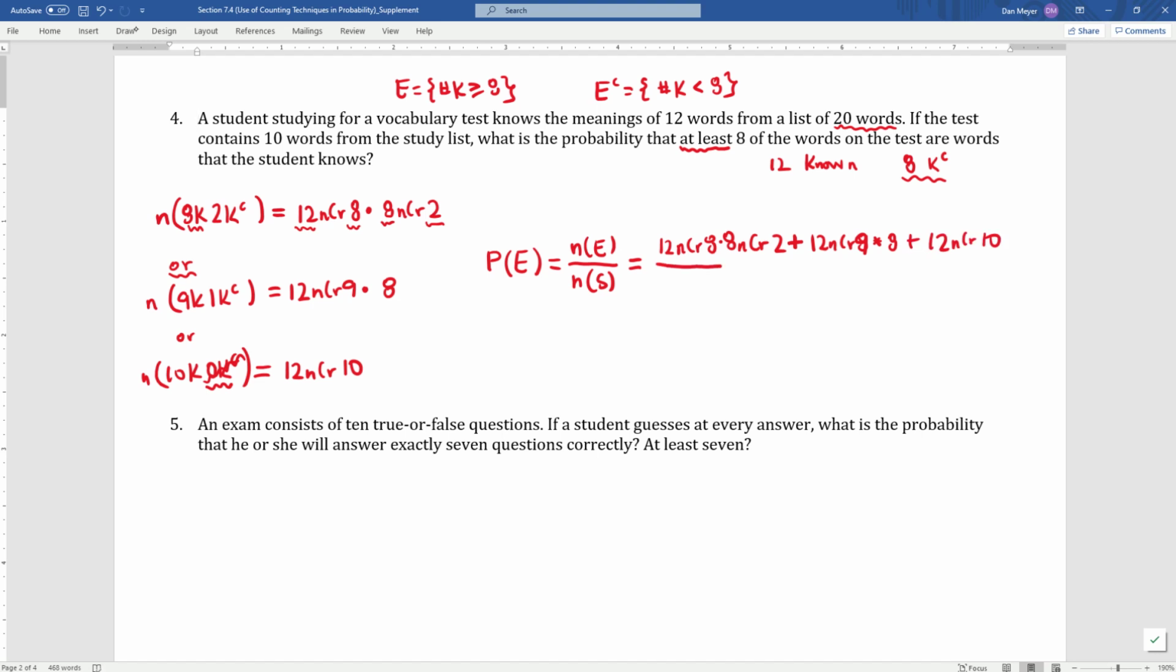And then the number of things in our sample space. Again, the event itself is the number of tests with at least 8 known words. The sample space itself is the number of tests. How many different tests can we make with 10 words on it? Well, there are 20 words available, and we have to choose 10 of them.